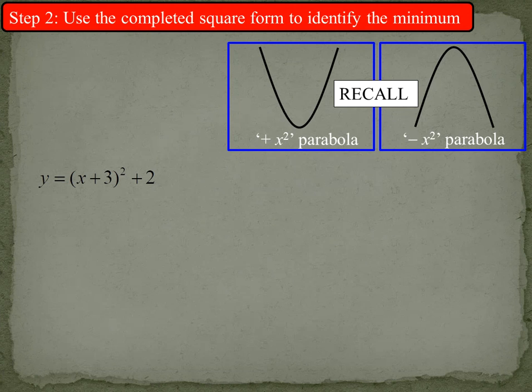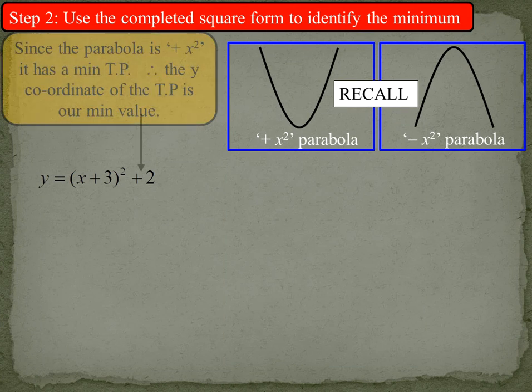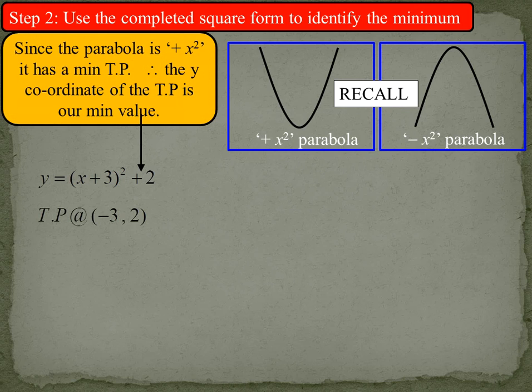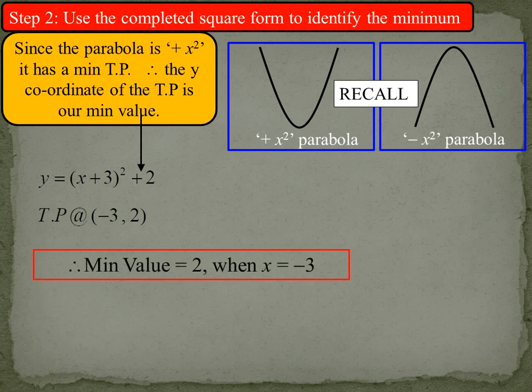From the completed square form, plus 2 is the y coordinate. So therefore, our turning point is at minus 3, 2. The minimum value of this function will be 2. It will never go lower than 2. It will only ever get bigger. And this will occur when x equals minus 3.